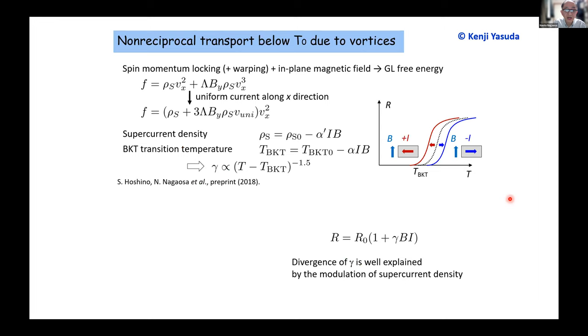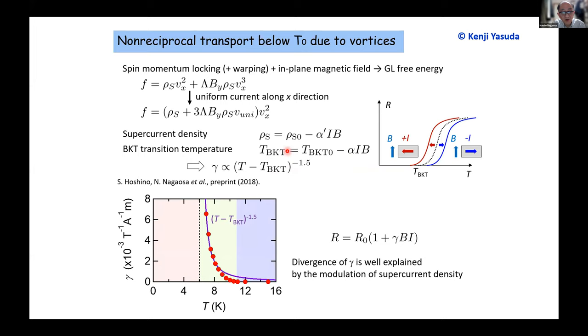Okay, so our theory goes as follows. Once you have a cubic term with respect to the velocity, this is actually the gradient of the phase of the order parameter, right? And then once you have a current I, then your effective rho S is modified proportional to the velocity times current. V uniform is a current, right? And then this modification of the rho S gives a change of the KT transition temperature. And then this leads to the gamma value, which diverges towards the BKT transition temperature with a power of minus 1.5. And our prediction has been confirmed rather nicely in terms of this experiment.